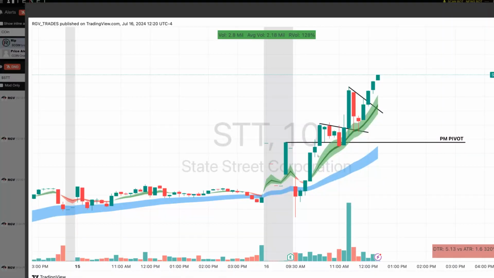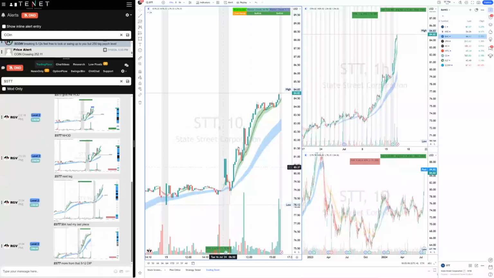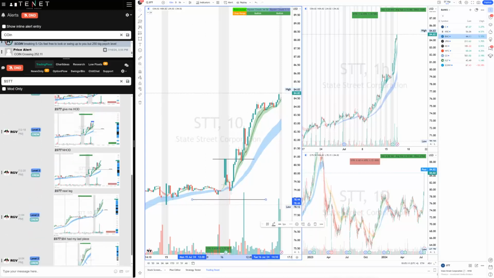Once it's got over 81, you long it and you stay long and hold a trend. You can see STT ended up at $84, right? So there were your pivots, 81. There was another pivot, 79. So really great call in the trading floor on STT by RGV.